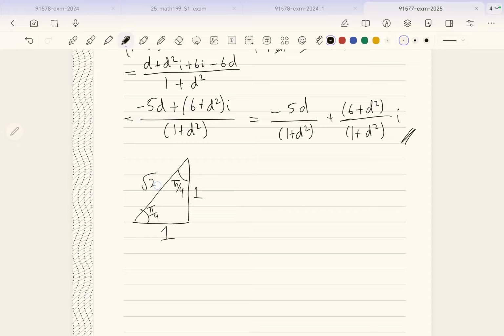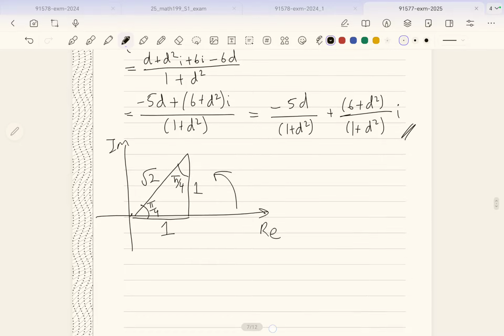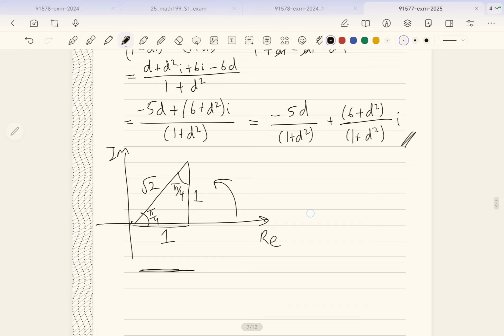and this length is root 2. So this means that the base length is equal to the height length. Now representing this on a graph, the argument is the distance, the angle from here. And so, this is the real axis and this is the imaginary axis. And so what this triangle shows us is that the real part of the complex number is equal to the height of the complex number.